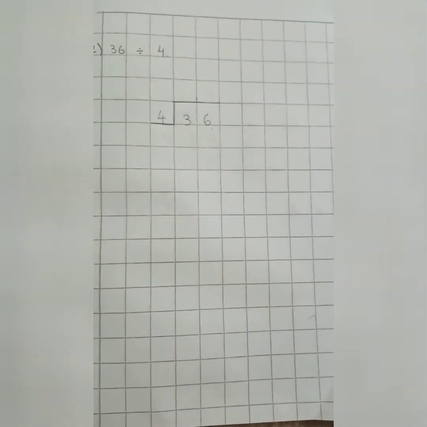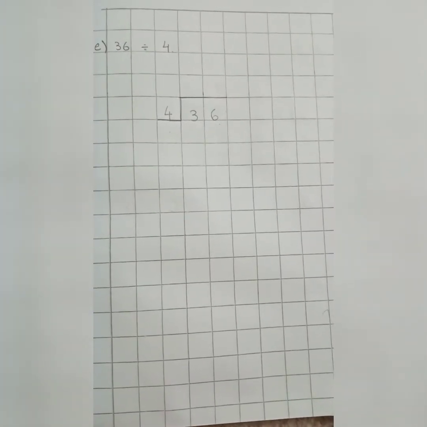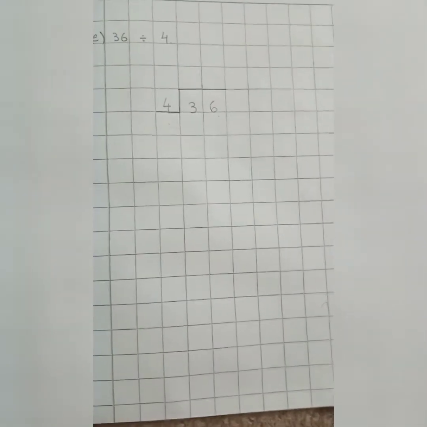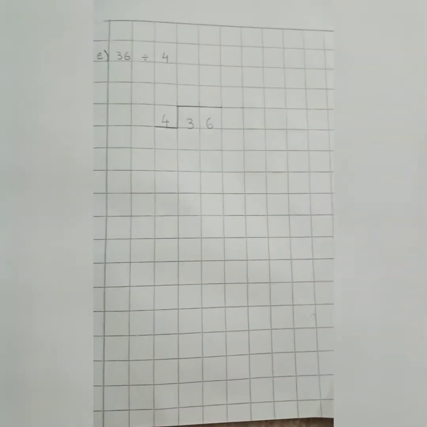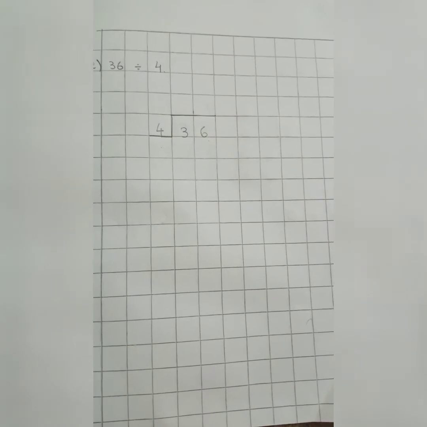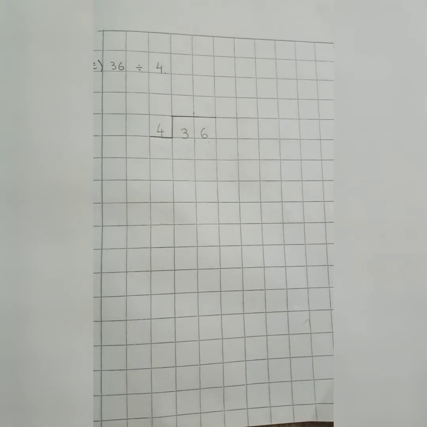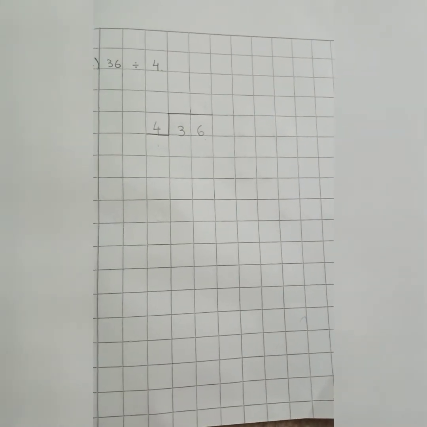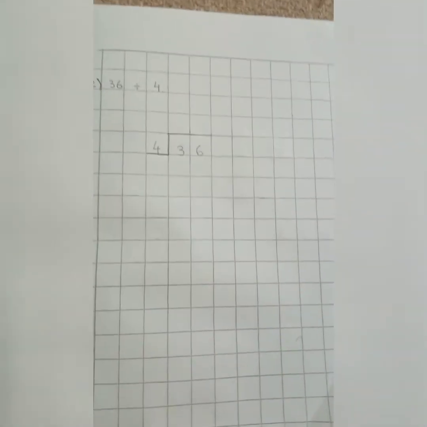Okay, now what we have to do, the first step is that we have to read table of 4 and find out where we get 36 in table of 4. So you can read table of 4, students. I want all of you to read with me. 4 ones are 4, 4 twos are 8, 4 threes are 12, 4 fours are 16, 4 fives are 20, 4 sixes are 24, 4 sevens are 28, 4 eights are 32, and 4 nines are 36. So students, you all can see that we are getting 36 in table of 4.